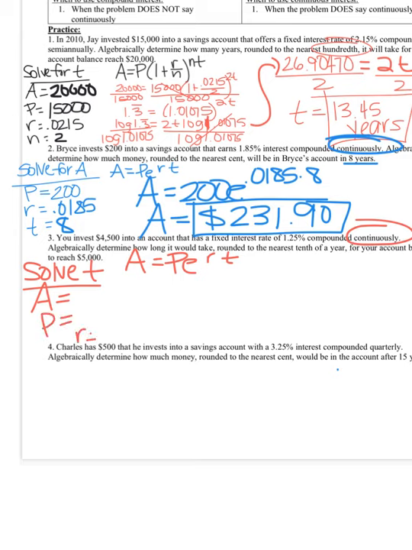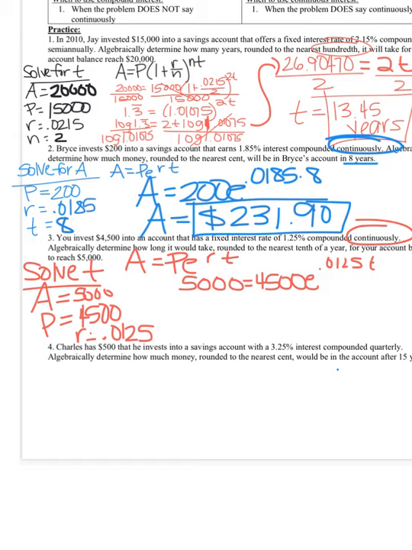So you invested $4,500, so that's your starting amount. Has a fixed interest rate of 1.25, so 0.0125. And we want the dollar amount or the balance to turn into $5,000. So you plug all this in. So you have 5,000 equals 4,500 e to the 0.0125 t. The variable is in your exponent, so you're going to use logs.